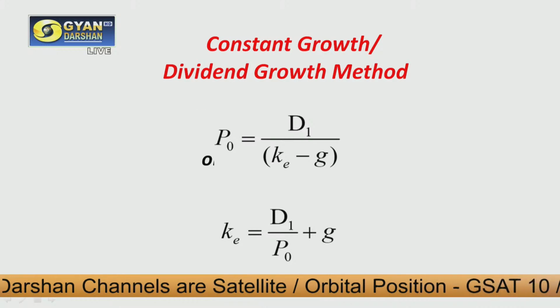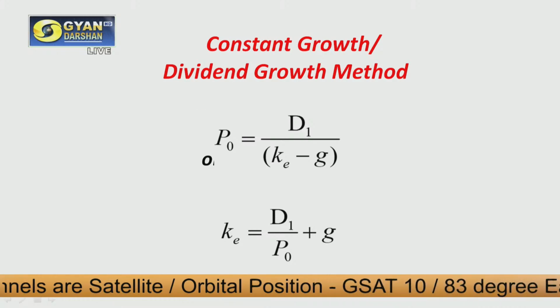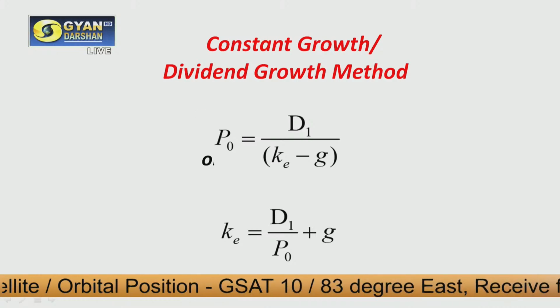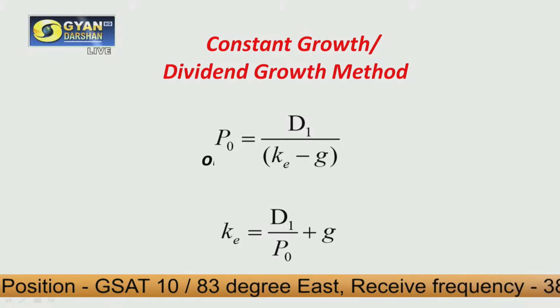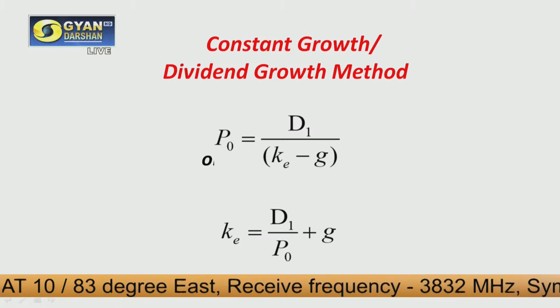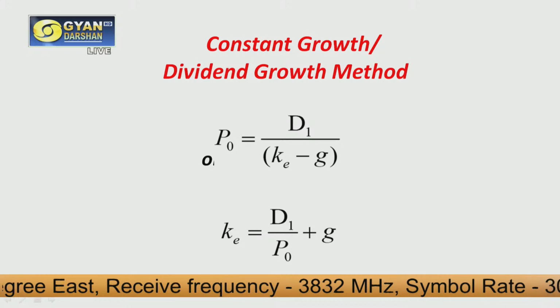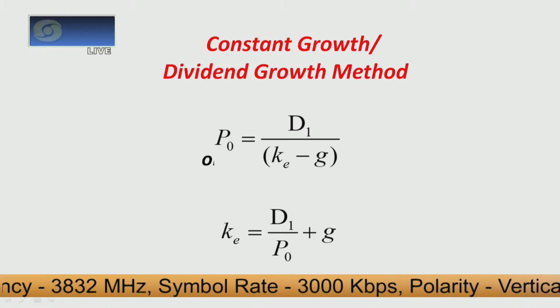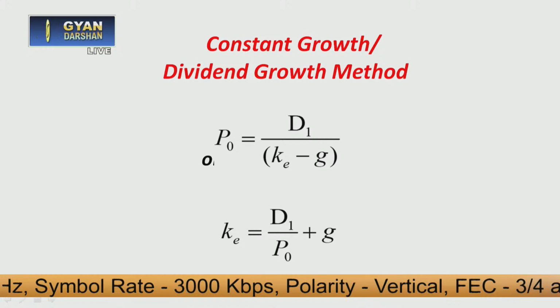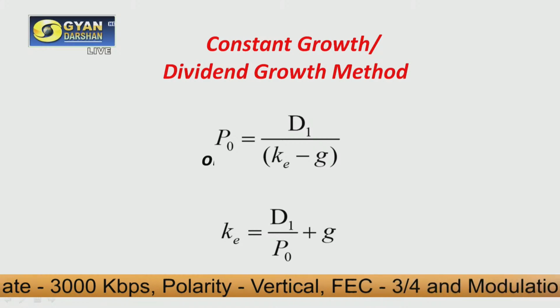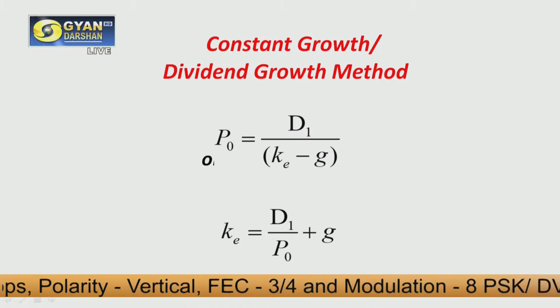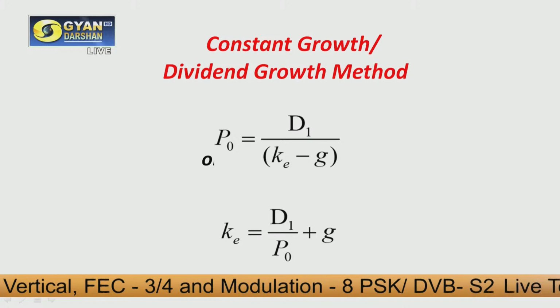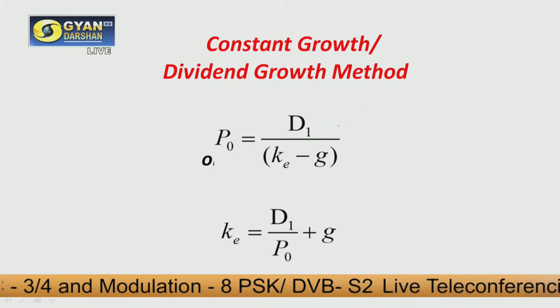Then there may be the case when the growth rate is constant. That means when the dividend is growing at a fixed percentage, at a fixed rate year after year. Suppose the growth rate of dividend is 10%. And in first year, the dividend declared is rupees 10. So next year, the dividend will be 10 rupees plus 10% of 10 rupees. That means 11 rupees. So the dividend is growing at the fixed rate.